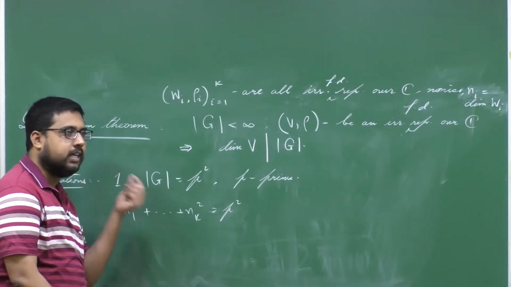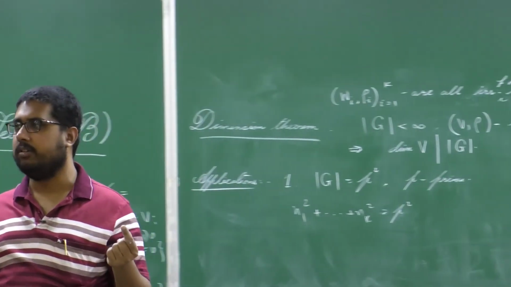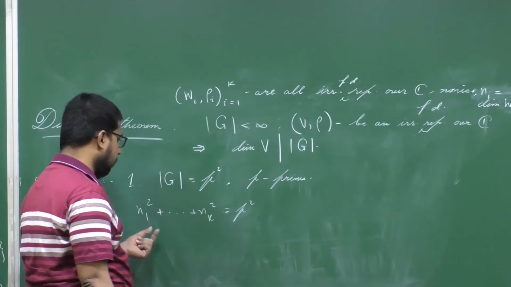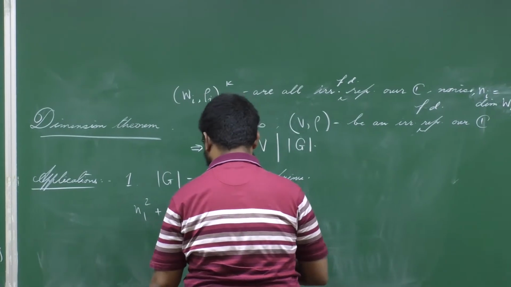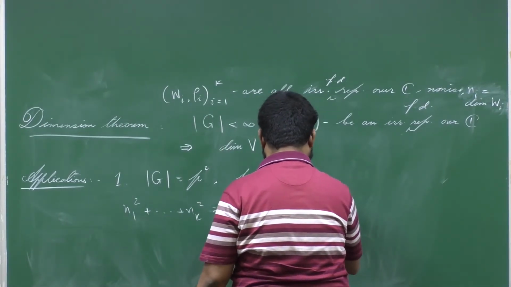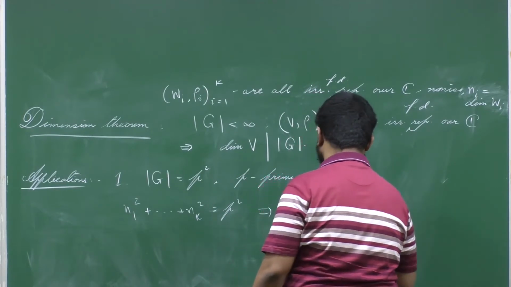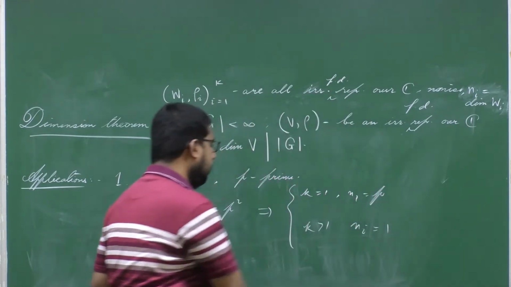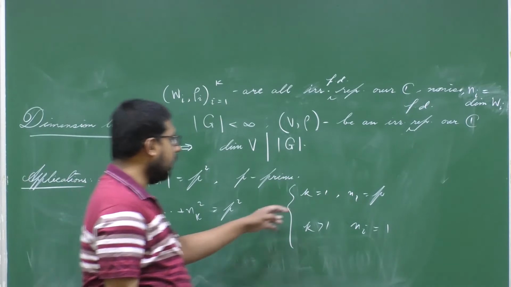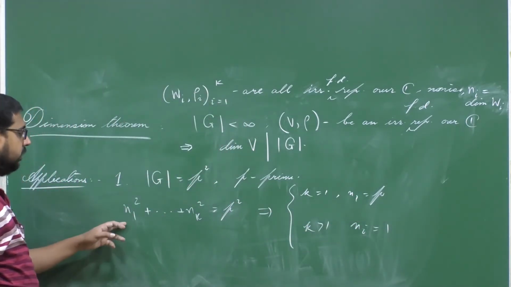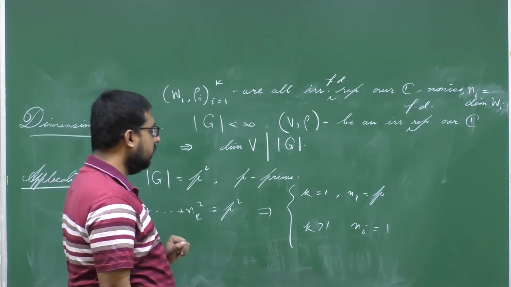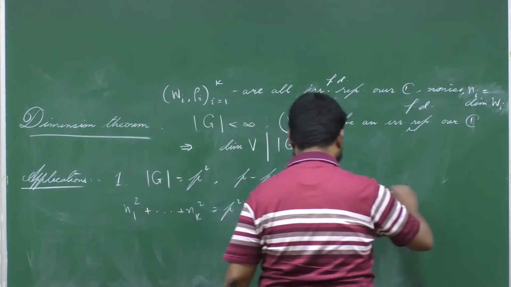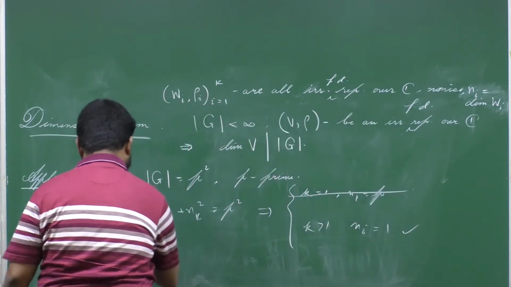Either one of these ni's is p and the rest are 0. I think I should put it here: there are only two possibilities, either k equal to 1 and n1 is p, or k is greater than 1, and in that case each ni is 1. These are the only two possibilities. But the first cannot happen, because as I said, the trivial representation is already included in this collection. So one ni must be 1. Certainly, therefore, this does not happen, we must have the second. So we see each ni is 1.